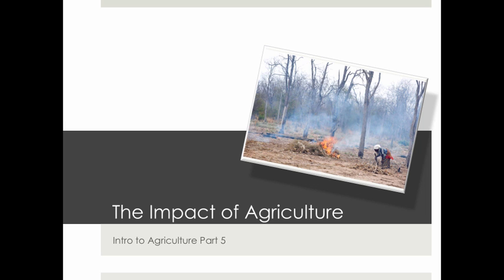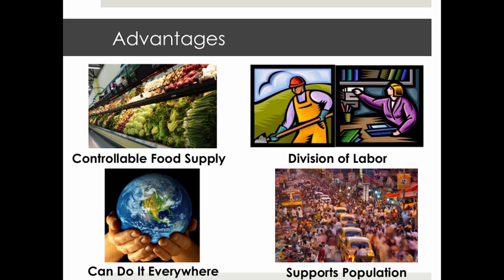Now we're on to part 5. What is the impact of agriculture? What has it done? Basically, it's given us several advantages. It's allowed us to have a controllable food supply. In case of famine or floods or some kind of problem, we are able to stockpile food and avoid those kinds of catastrophes. Farming has led to a division of labor.